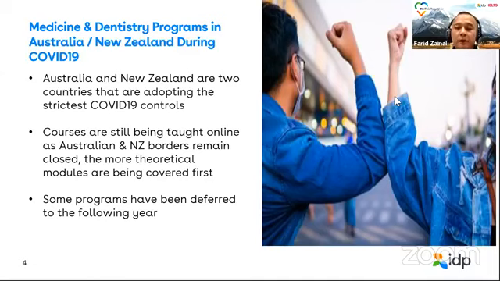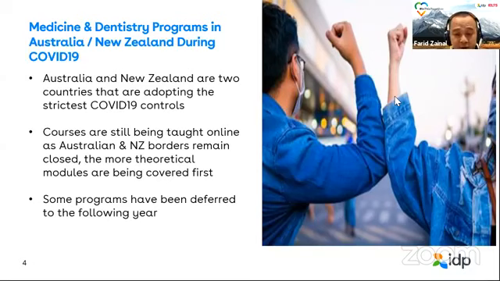Unfortunately, on that note, there are also some programs that had to be deferred to the following year of 2022 due to the heavy emphasis of the practicums in the first year of the program. Just to give you an idea, the largely affected programs are the graduate entry medicine and dentistry in Australia. Also affected are the ones in New Zealand due to the same reason.